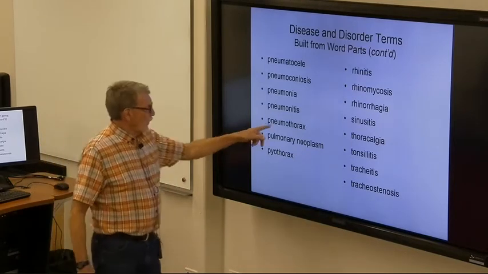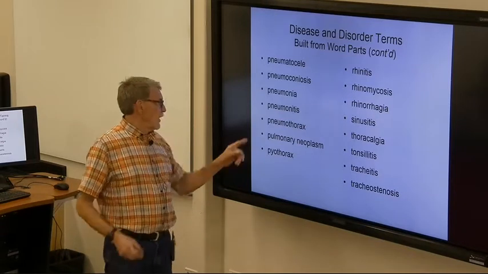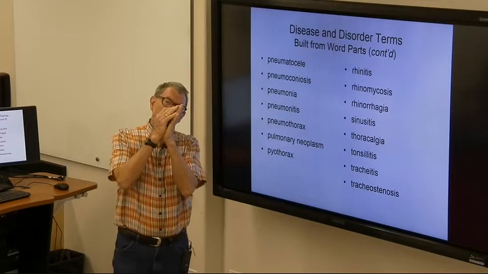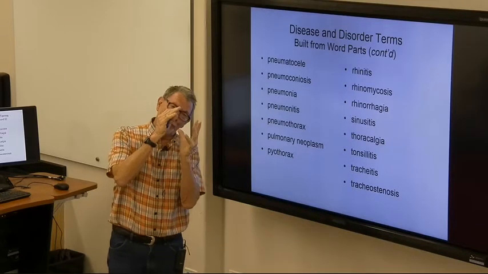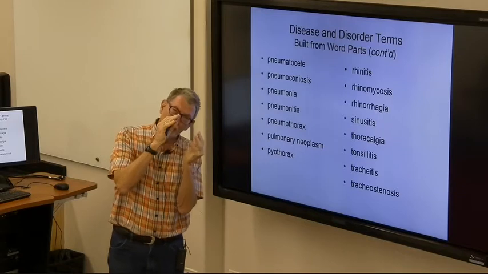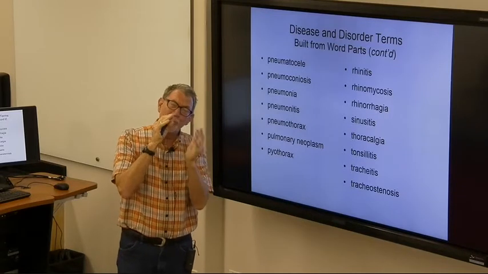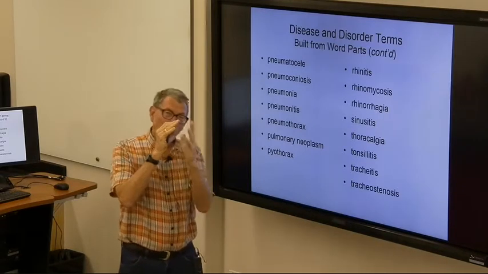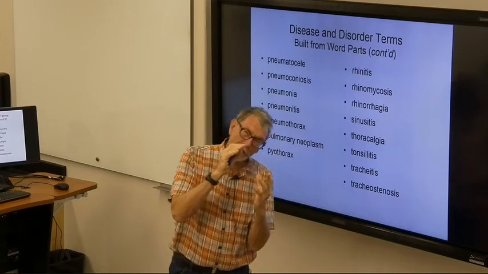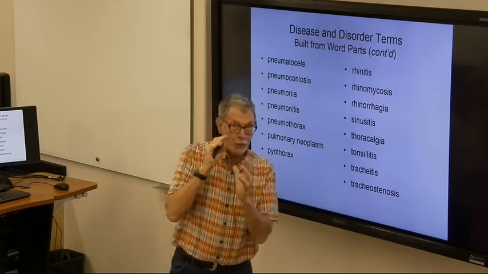A pneumothorax is your typical collapsed lung. Pneumo in this case means air, and then the air is filling up the space between the lung and the chest wall and allowing the lung to collapse away from the chest wall. Hemothorax, it fills with blood. Hydrothorax, it fills with water. Pneumothorax, it fills with air.